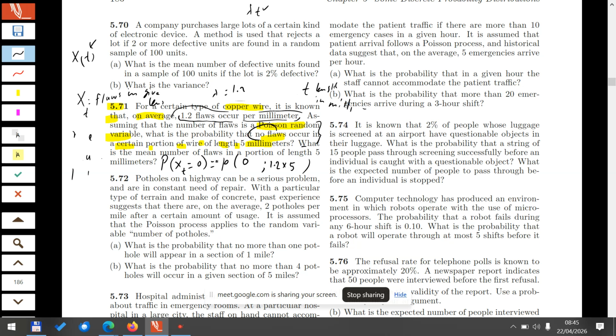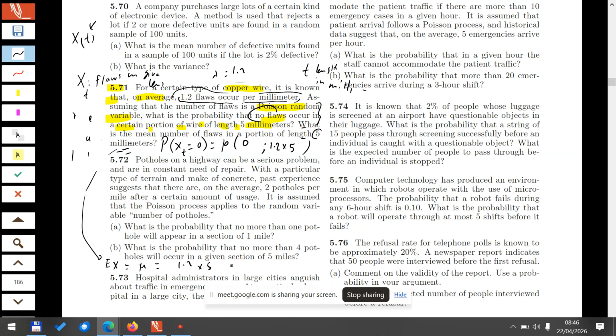What is the mean number of flaws in a portion of length 5 millimeters? So what is this question? Mean number of flaws in the same 5 millimeters. So it will be just mu that they're asking for. Yes, it is mu, because it is the expected value of x, and the expected value of x here is mu. So it is 1.2 times 5. It was easy.